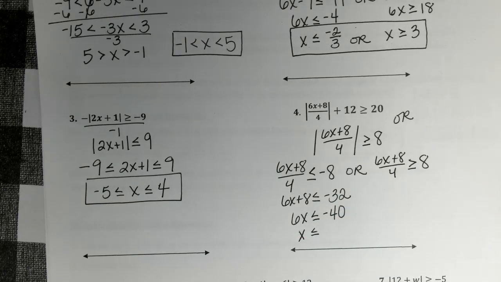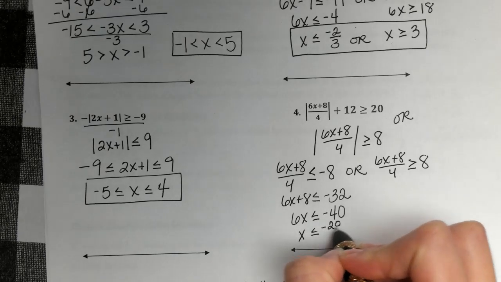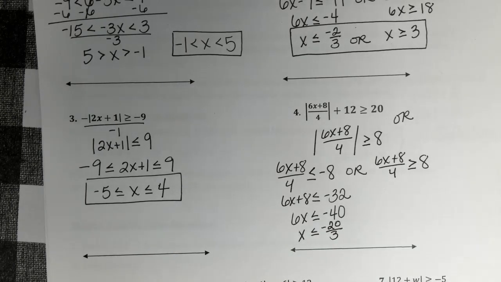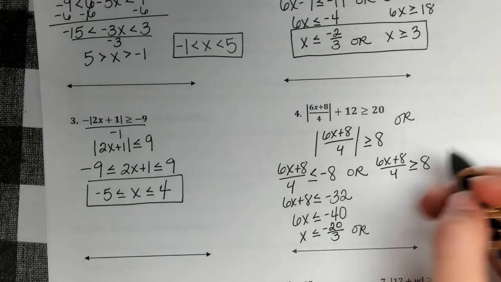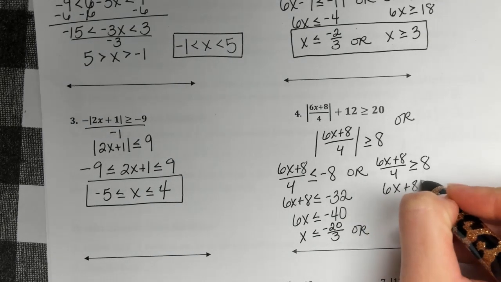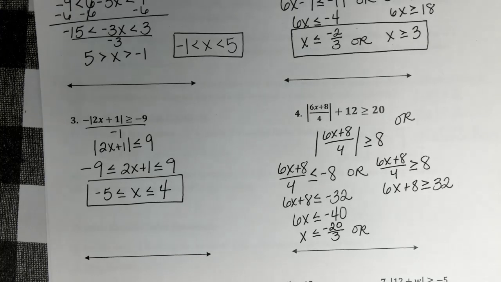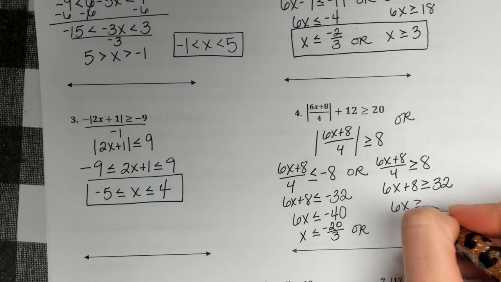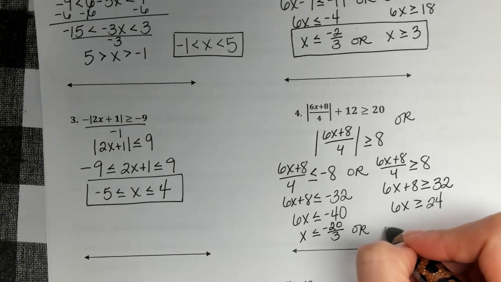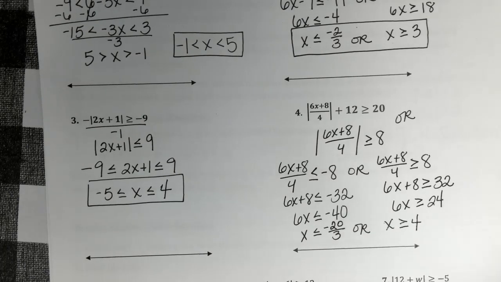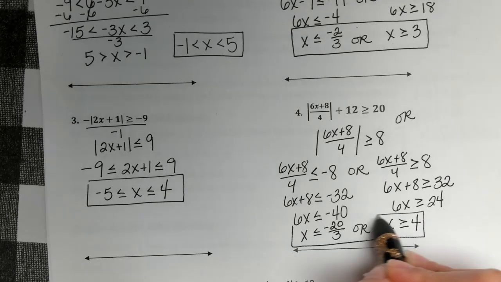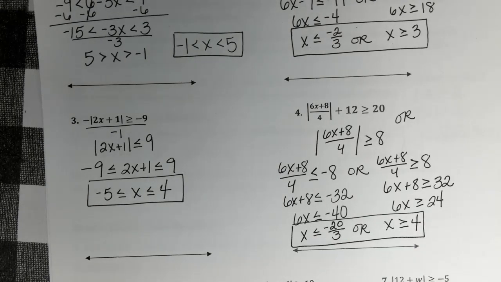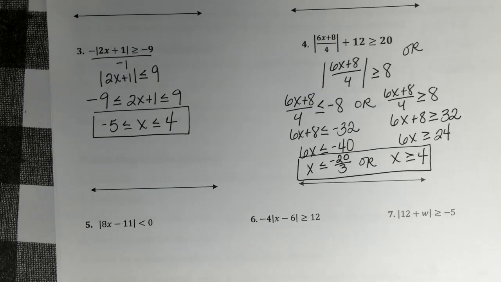All right, negative 40 over 6 simplifies to negative 20 over 3. All right, do the same thing. Multiply by 4, so 6x plus 8 is greater than or equal to 32. Subtract your 8. Divide by 6. Okay.